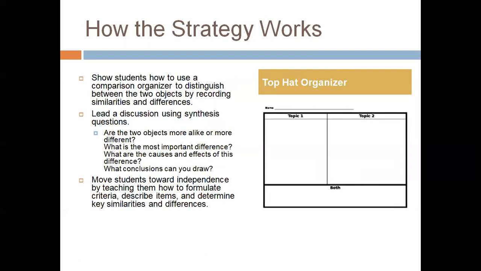and differences. And over here to the right is another comparison diagram, which is the top hat organizer. It's pretty self-explanatory. You've got topic 1 and topic 2, and you list the different characteristics of the two topics, and at the bottom you list the characteristics that both of them have.